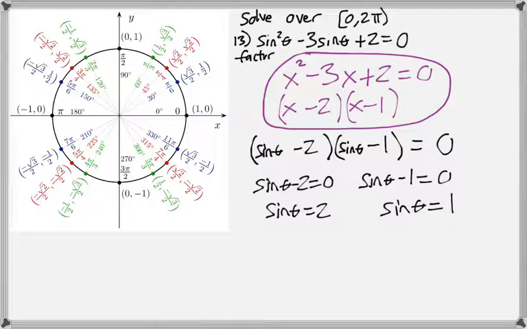So I need to look at my unit circle. Where is sine of theta equal to 2? So where is y equal to 2? Well, if you look at the unit circle, it's actually never equal to 2.